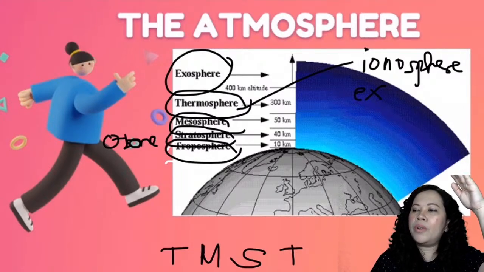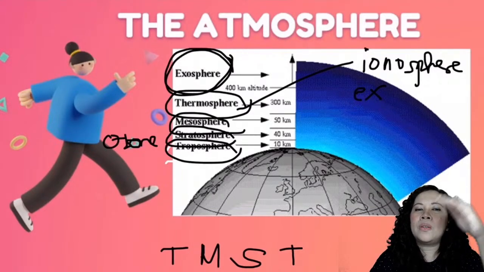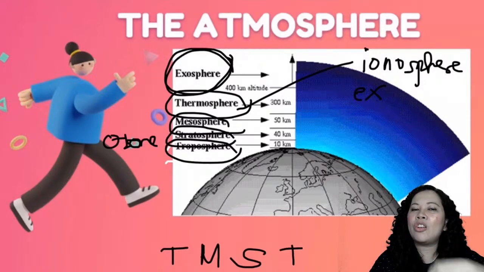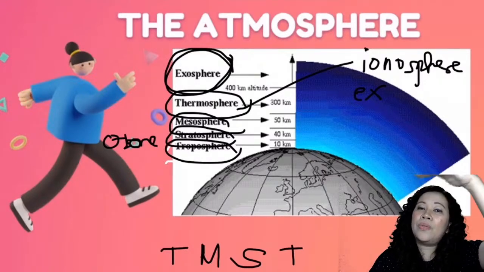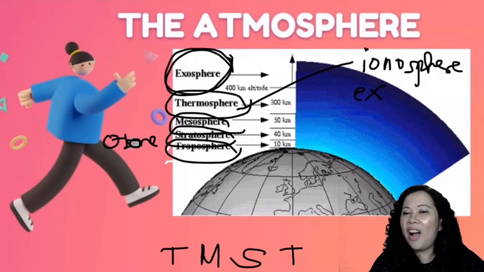The upper part of your thermosphere, which is the last layer, is your exosphere. So this is the outermost part, exosphere. Exo, can you remember what exothermic is? Meaning releasing, going out. So exosphere is the outermost. It's infinity and beyond. To infinity and beyond.